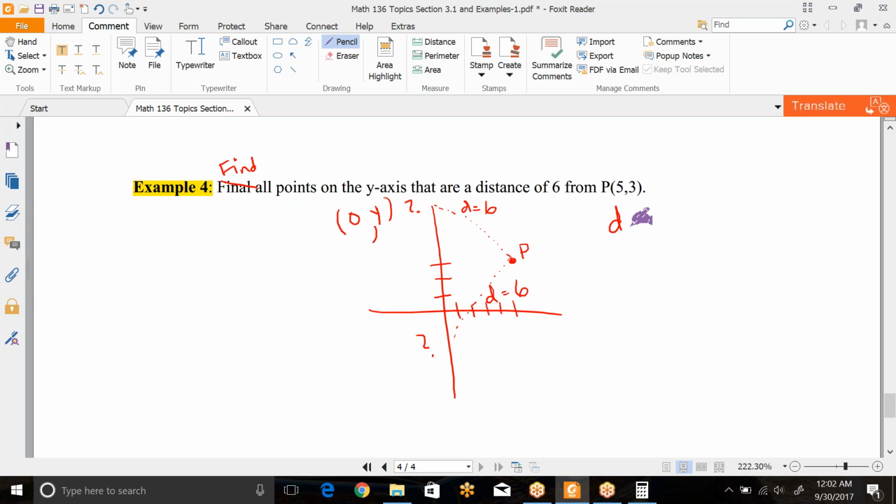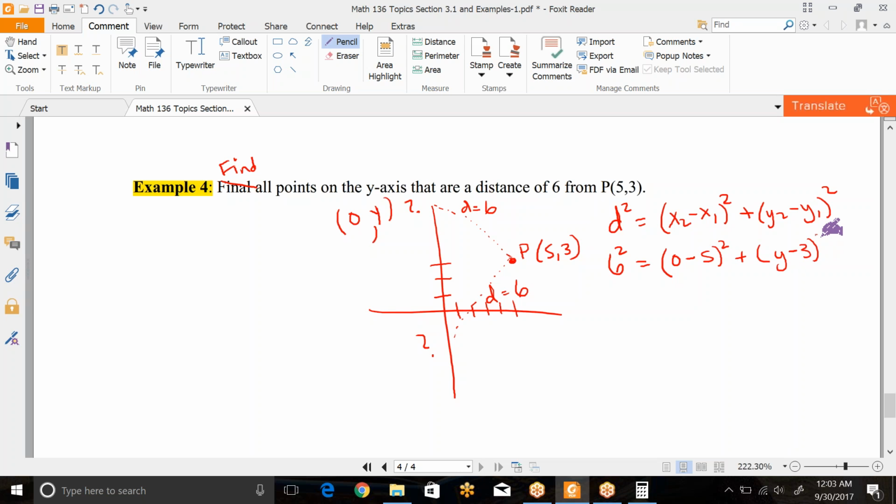So the distance formula, remember, if you write it without the square root, it's d squared equals (x2 minus x1) squared plus (y2 minus y1) squared. That's just taking the square root and squaring the other side. The reason I do that is because it's a little easier to plug in these cases. So my distance is 6, so 6 squared equals, and this was the point 5, 3. Typically I like my x value to start first when I do that part, so I'm going to start with 0 first here for x. So 0 minus 5 squared plus y minus 3 squared, just makes it cleaner.